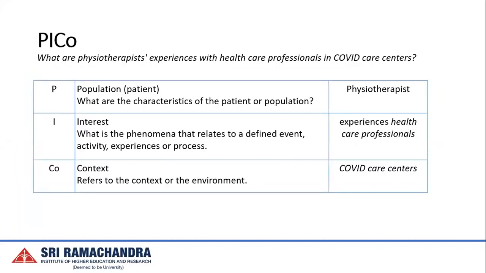The other model is the context PICO. We use this recently, when we are performing a scoping review. So for that, we use this model. We want to see the experience of therapists, physiotherapists, those who are working in a COVID care center. So our context is a COVID care center. Our interest is the experience of healthcare professionals, especially the physiotherapists in a COVID care center. So that is how your clinical question changes.